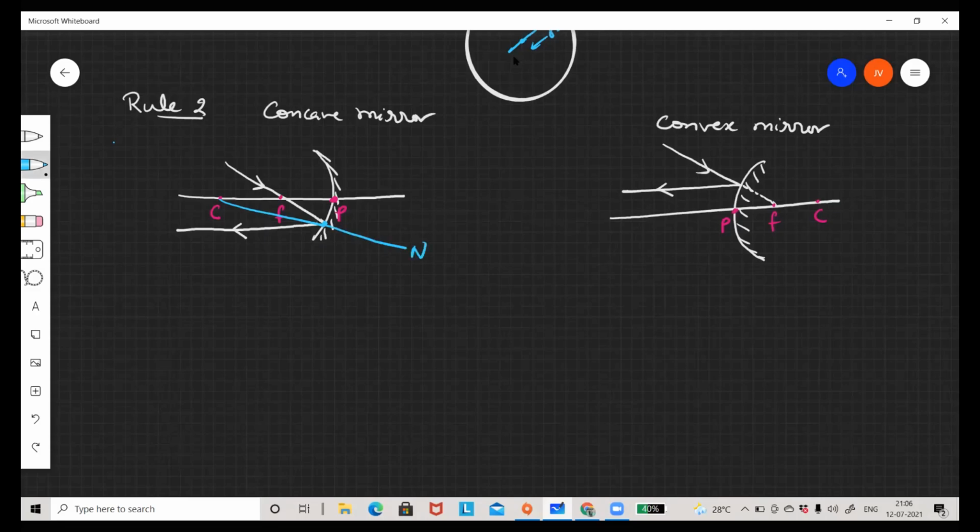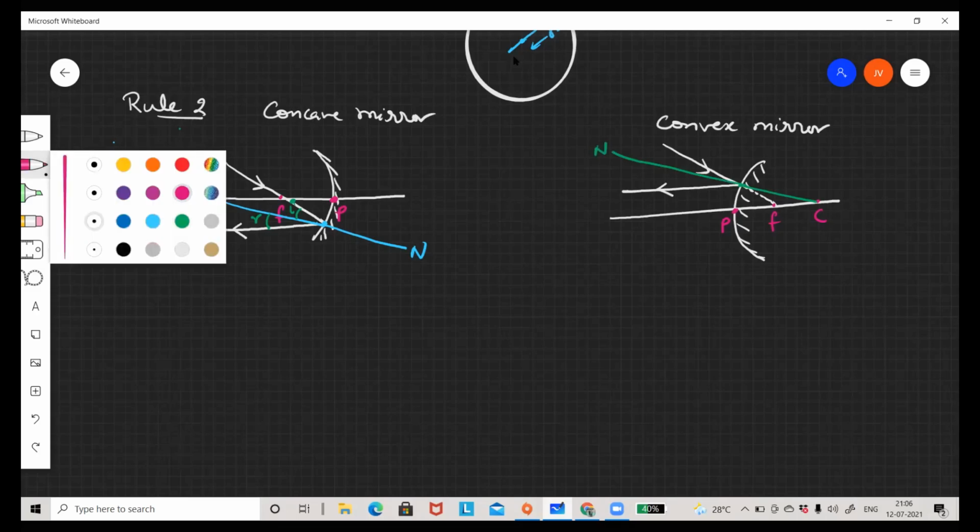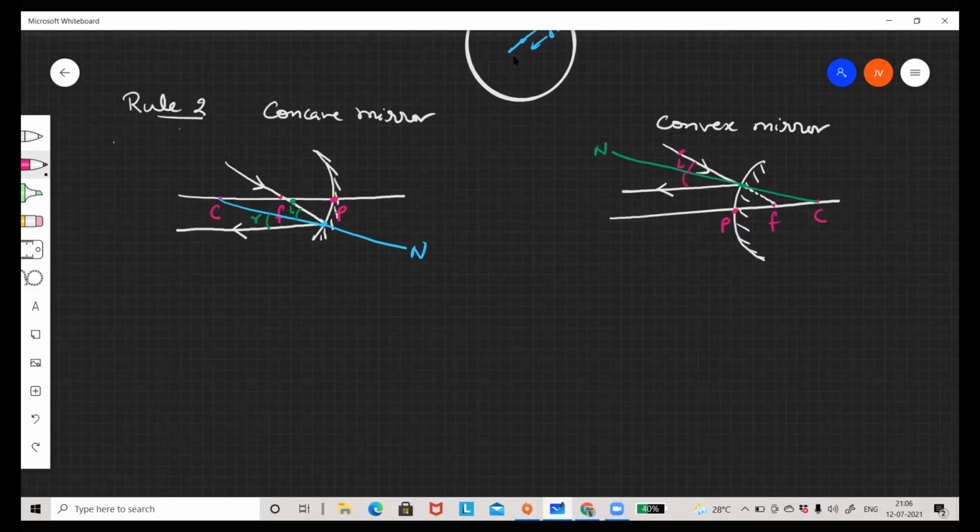So it's a normal. Okay, and then which are the angle of incidence? Angle of incidence is the angle between the incident ray and the normal, and angle of reflection is the angle between the reflected ray and the normal. The arrow directions are telling you which is the incident ray and which is the reflected ray. Okay, right. And the same thing you can do here also. At the point of incidence, if you happen to draw a normal, it will pass through C. This is the normal. Okay, and then what is the angle of incidence? This is the angle of incidence, and this one is the angle of reflection. Okay, that is rule 2.